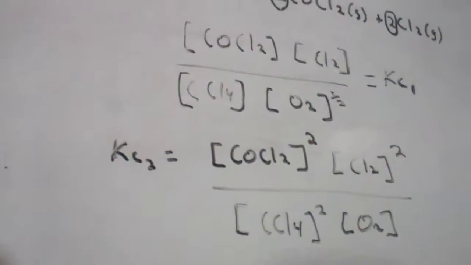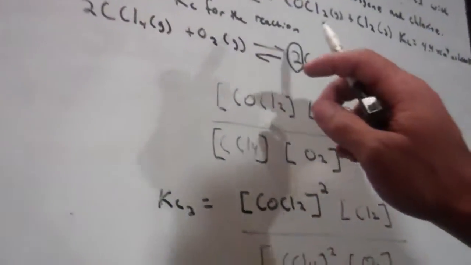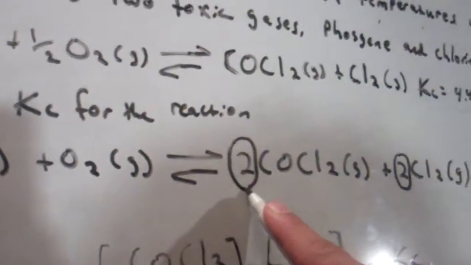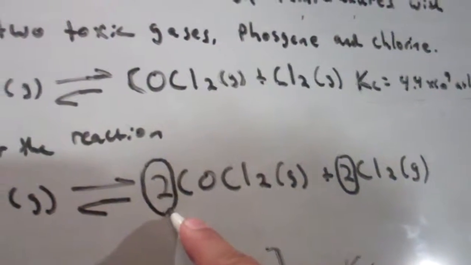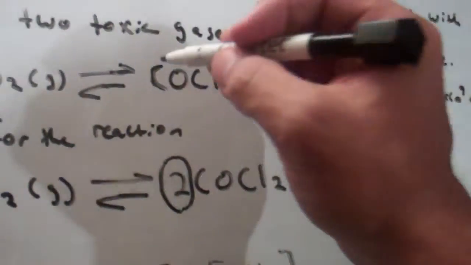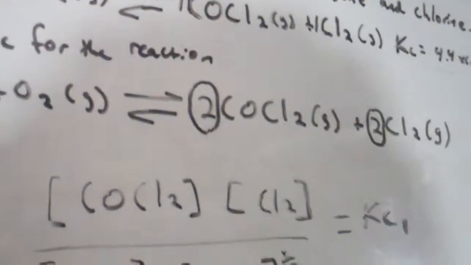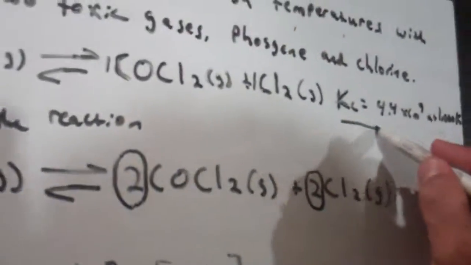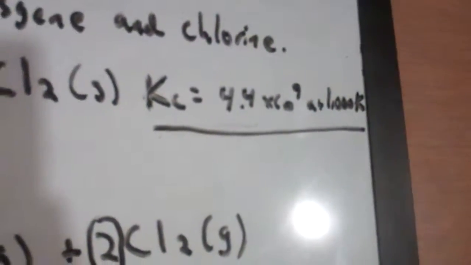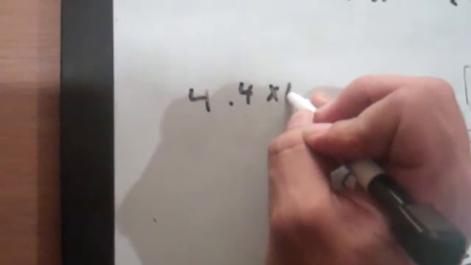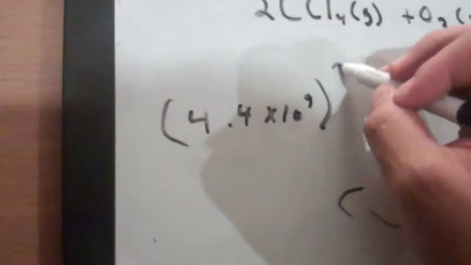So, as I said before, the only difference between this equation and this one is that it has double the coefficient. So this one, it's implied there's a 1 in front of here. But with this one it's 2. So all you're going to do is get this first constant and square that. So it's going to be 4.4 times 10 to the power of 9. And then you just square that.